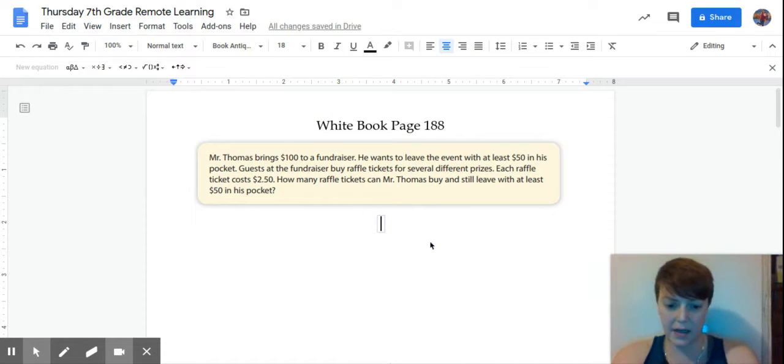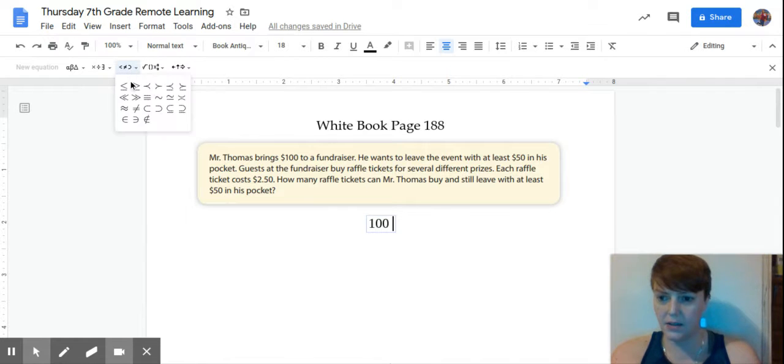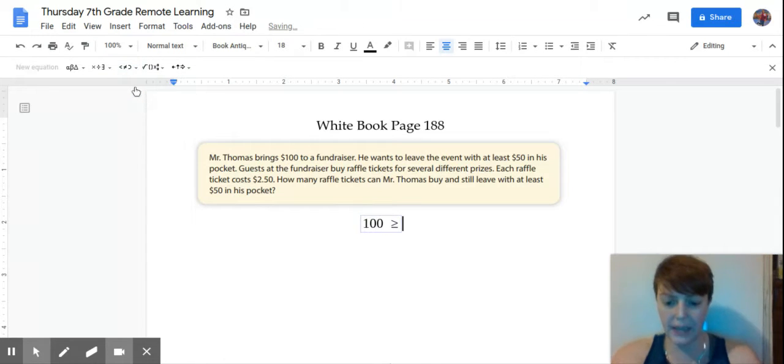So he has $100 and he wants to leave with at least $50 in his pocket. And so that's going to be greater than or equal to 50. If he leaves with $51, he's happy. If he leaves with $50, he's happy. If he leaves with $100, he's happy. If he finds $20 on the floor, well, we're not going to talk about that because that doesn't fit into the math.